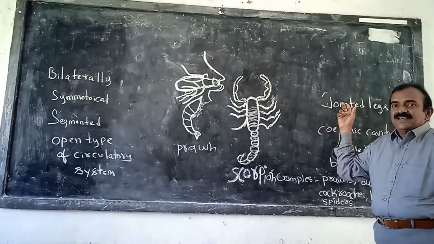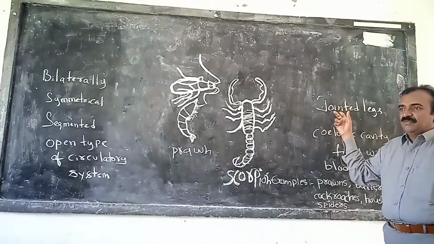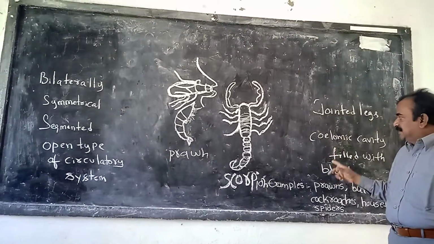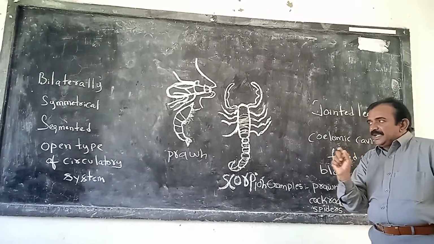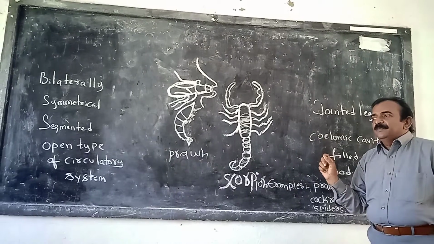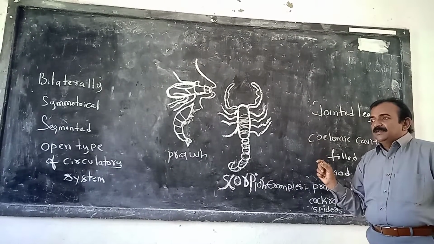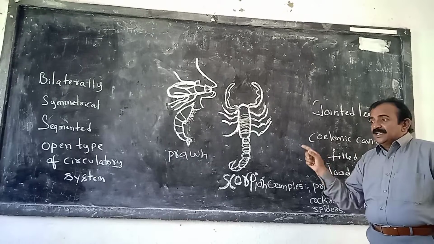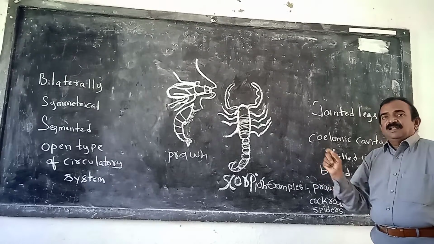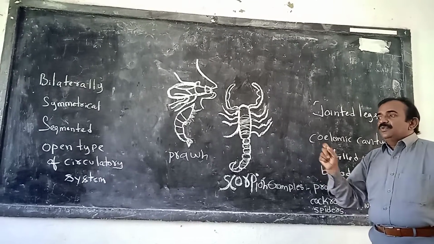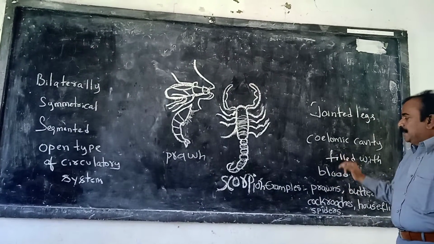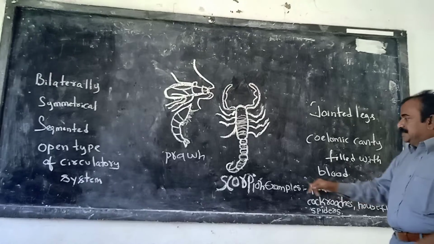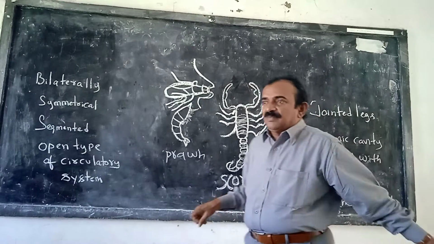And I told you why they are called arthropods, because they have joints. The coelom is filled with fluid, and the body cavity is filled with blood. Their blood is white, not red. Suppose you kill a cockroach and observe: white blood, but not red blood. Many examples you may give.